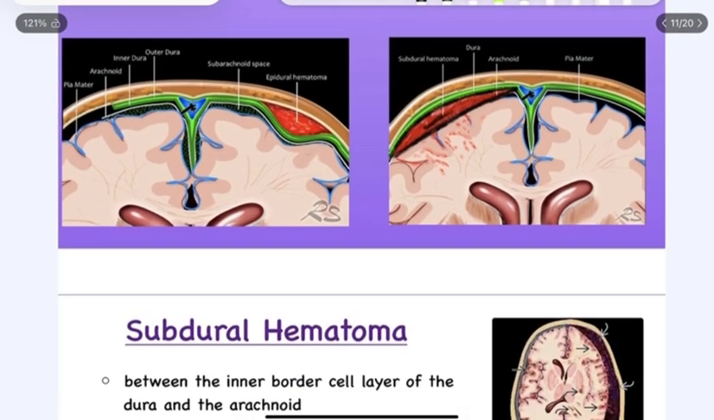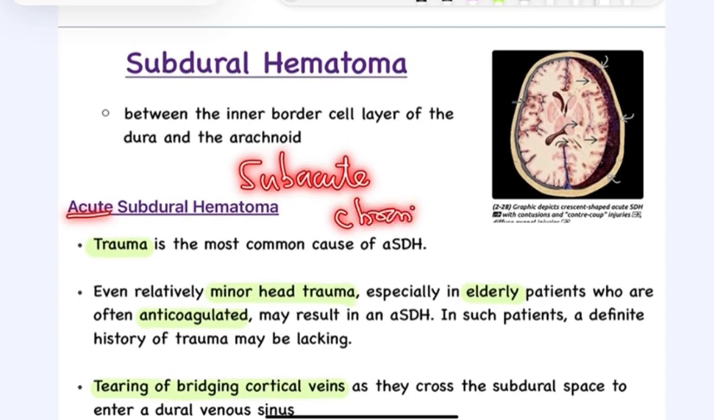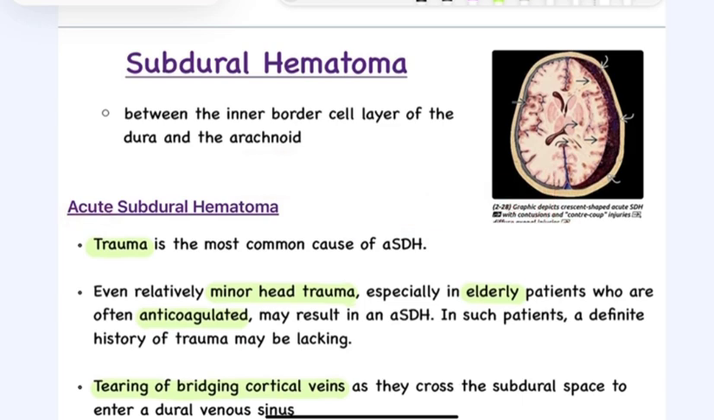It is of three types: acute, subacute, chronic or mixed type. We will study each of them in detail. Acute subdural hematomas. Trauma is the most common cause of acute subdural hematomas. Especially in elderly patients who are often on anticoagulation, even a relatively minor head trauma may result in an acute SDH. In such patients, a definitive history of trauma may be lacking.